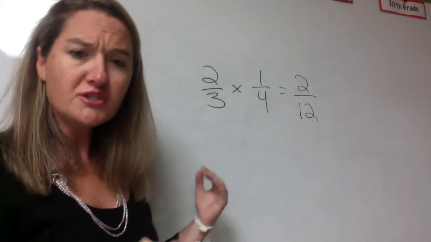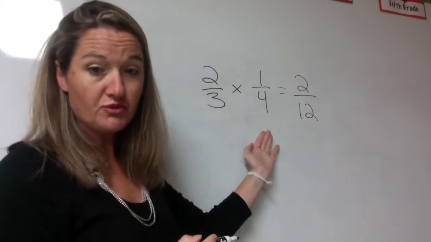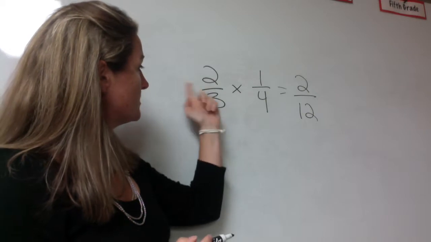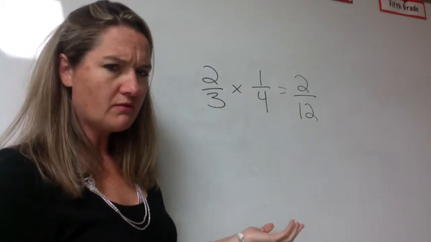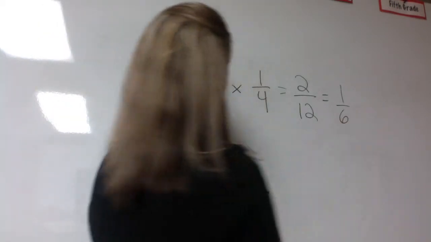With addition and subtraction, you always just kept the denominator the same. Nope, with multiplication, we just multiply across. So we did 2/3 times 1/4, we got 2/12. What do we have to do now? Simplify. That's the same thing as 1/6.